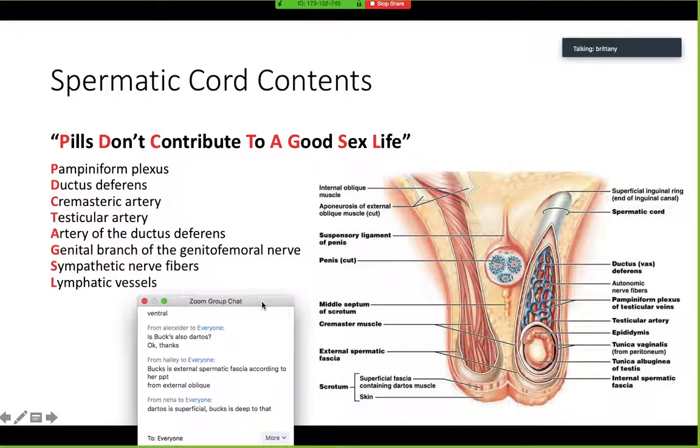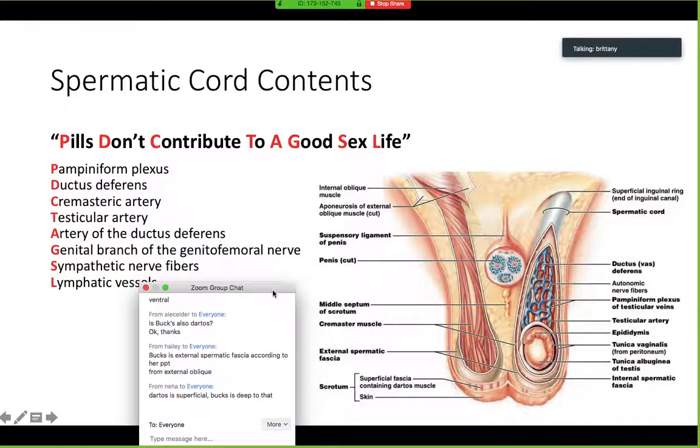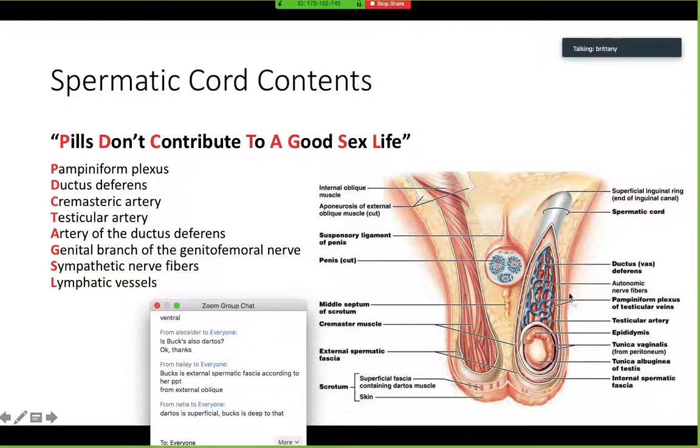All right, and then also the contents of the spermatic cord. Here's a mnemonic, if you like it: pills don't contribute to a good sex life. And this is going to give you the contents of the spermatic cord. And last year, I want to say they tagged the pampiniform plexus.